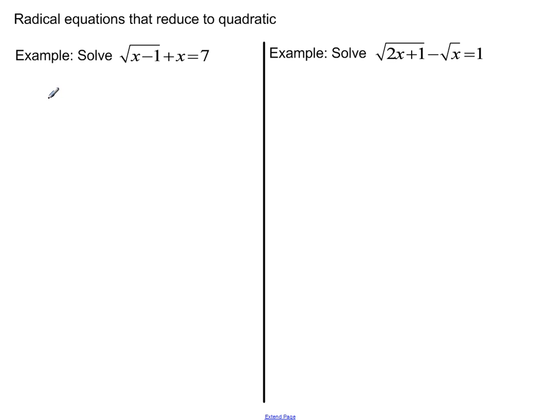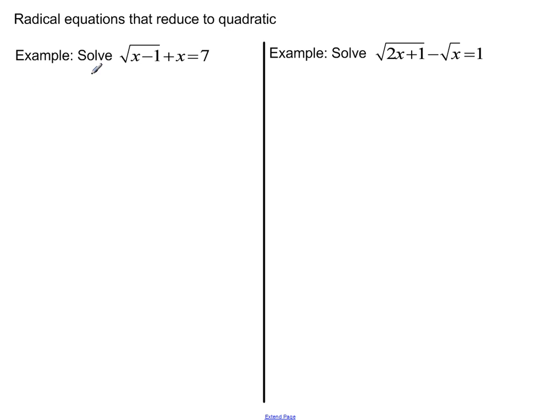Alright, let's try some radical equations this time and see where it leads us. Now, if you recall, the last time we were solving radical equations, we were always trying to isolate the radical to one side. So we'll start with the square root of x minus 1 plus x equals 7. And our first job should be to subtract x from both sides of the equation.